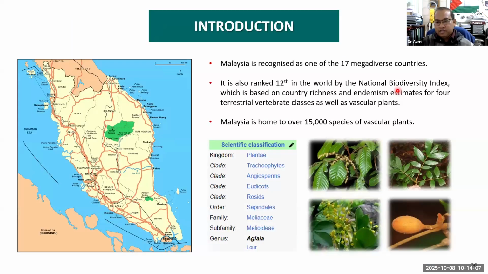As an introduction, Malaysia is recognized as one of 17 megadiverse countries. It is also ranked 12th in the world by the National Biodiversity Index. Our country is home to over 15,000 species of vascular plants. And Aglaia is in the Meliaceae family.